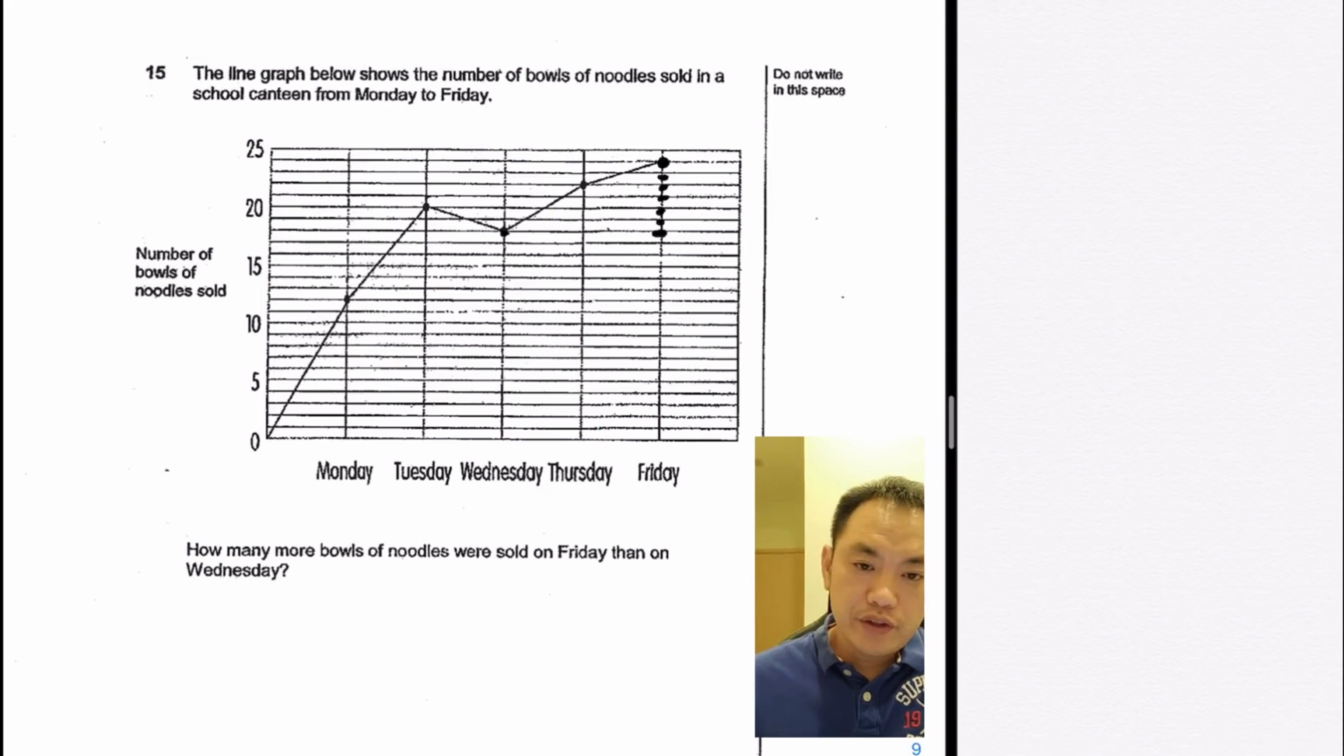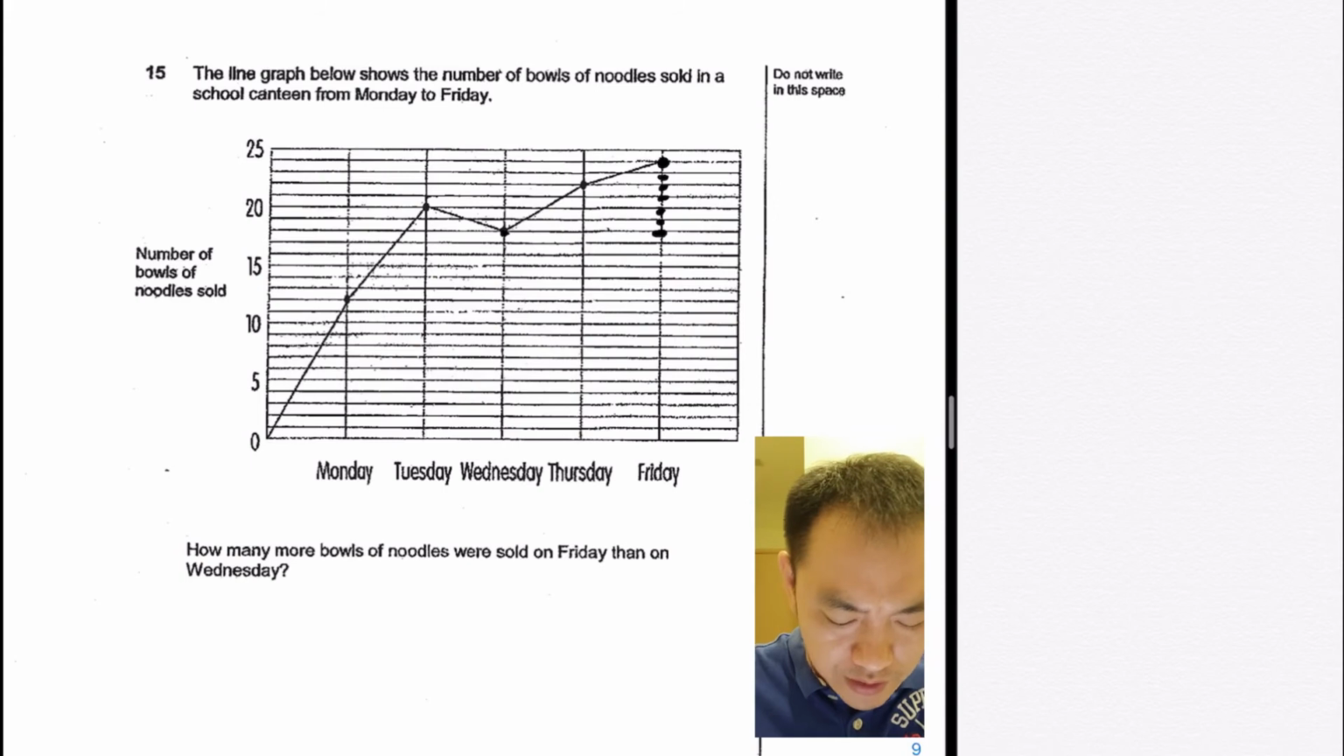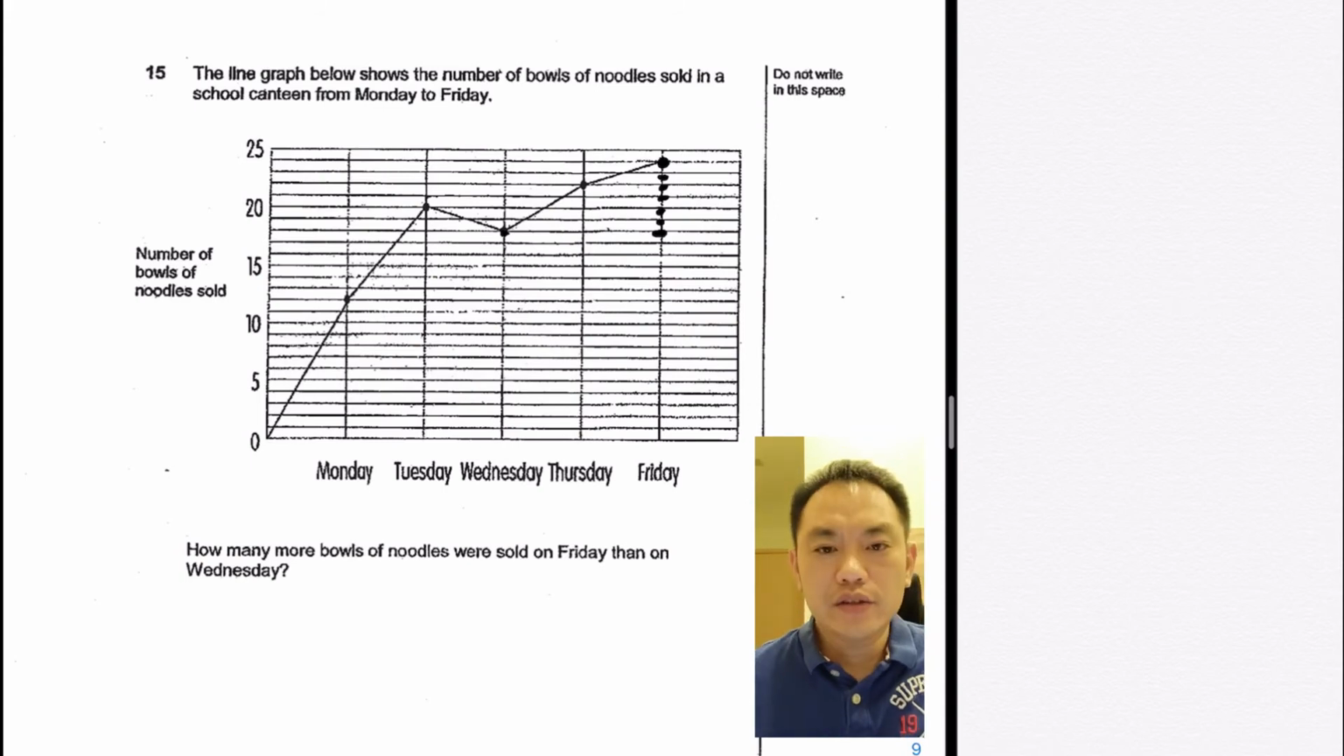It's very straightforward, but you just need to know how to read a graph. So on Friday it's probably 24, and Wednesday is something like 18. Yeah, so 24 minus 18 equals 6. But because we can't see the graph very clearly from this copy, counting the number was also fine.